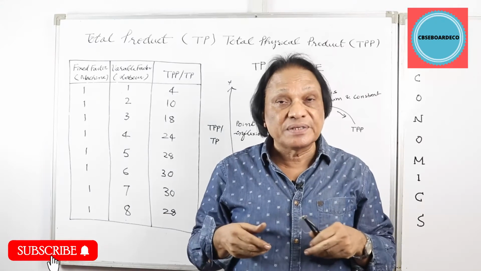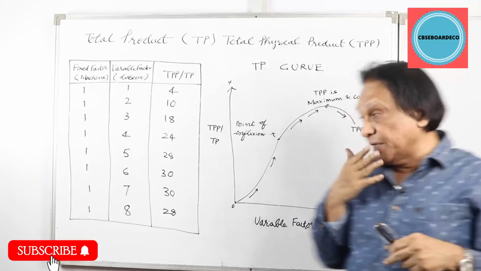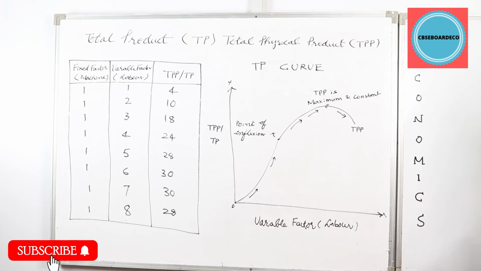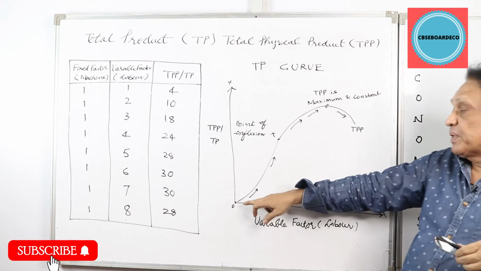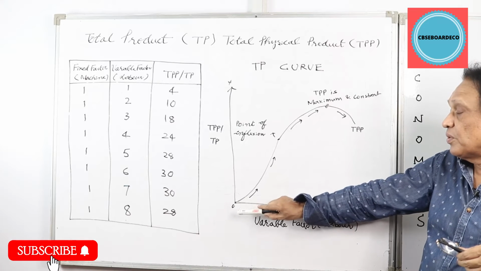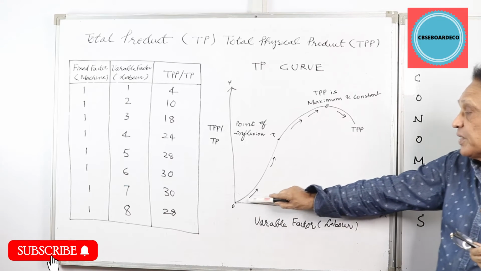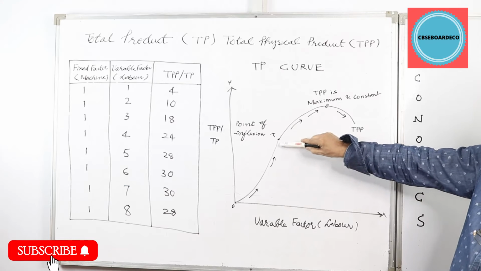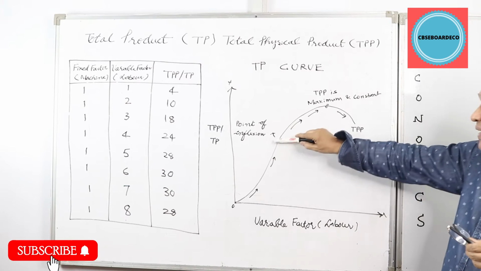So we can see this in the graph. Let's see, on the x-axis we have the variable factor labor, on the y-axis we have total physical product, or we call it TPP, total physical product, or TP, total product. You can see the graph here. The TPP is, you can see it here, at 0 labor it's 0, then it's gradually increasing, right, it's increasing here at an increasing rate.